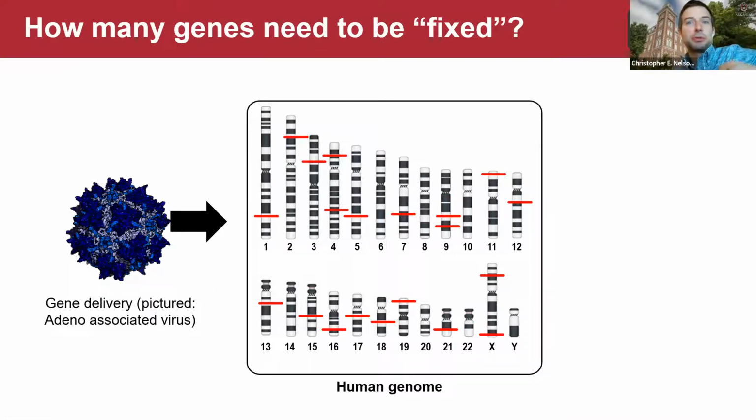And so how many genes are we trying to fix with this? So the first gene therapies you might think of are for some common genetic diseases. You might think of hemophilia, cystic fibrosis, Duchenne muscular dystrophy.